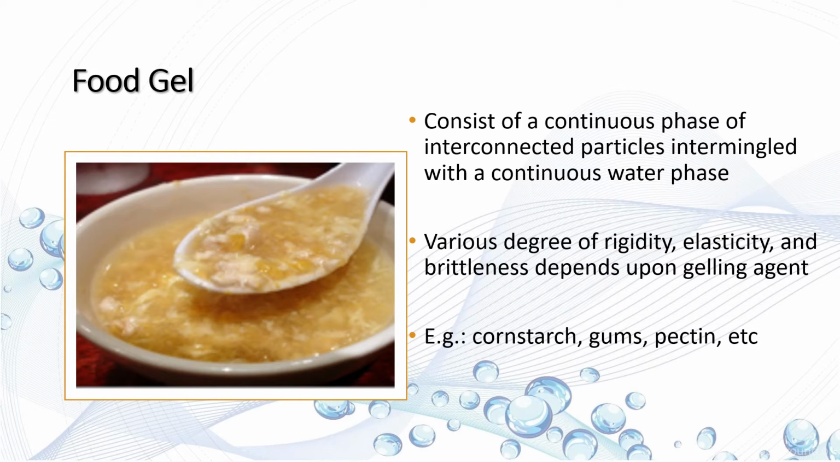A food gel consists of a continuous phase of interconnected particles intermingled with a continuous water phase. As an example, when we are making soup, we don't put the cornstarch directly into the broth or water. Rather, the cornstarch is first mixed with a little water to make a food solution. Then this food solution is put into the broth to make a soup, which is technically called a food gel.